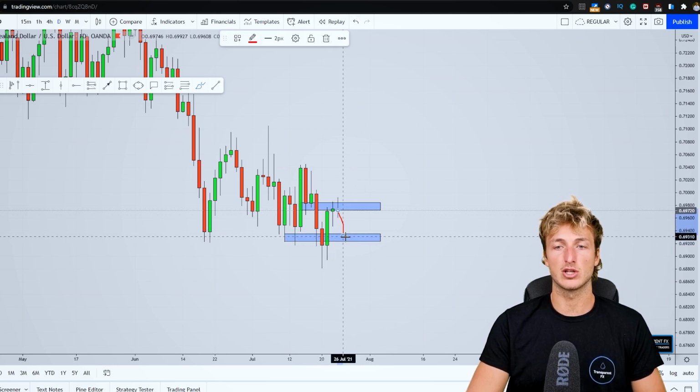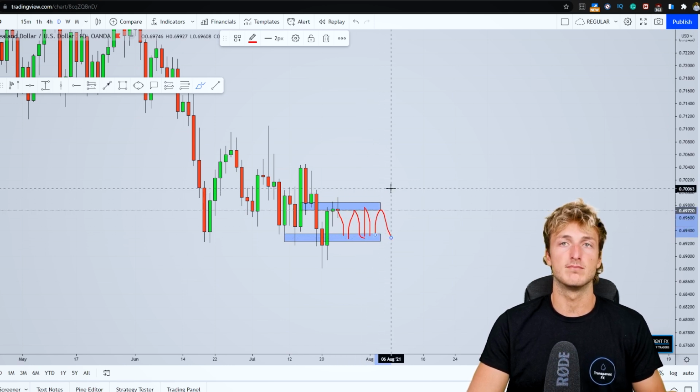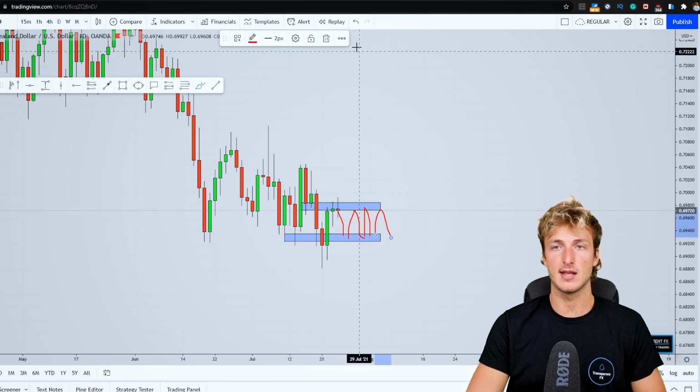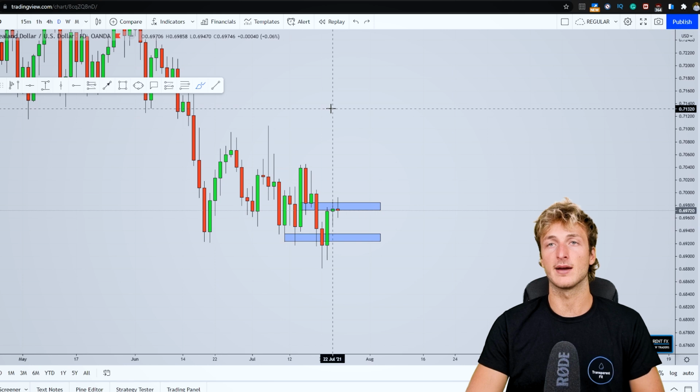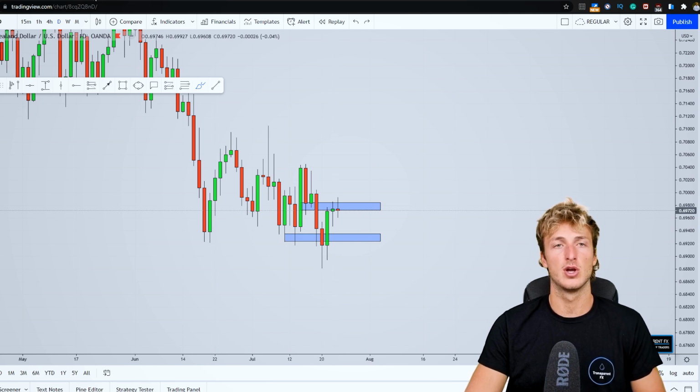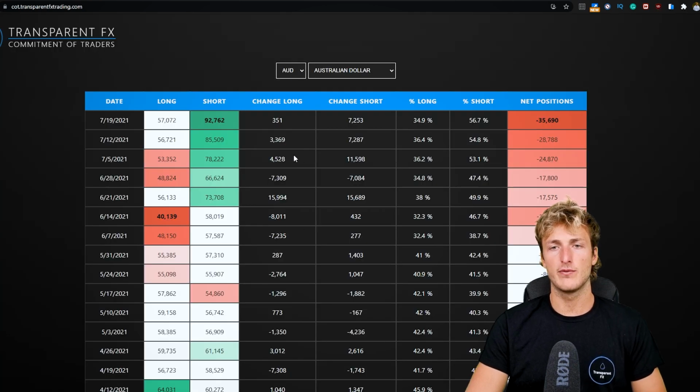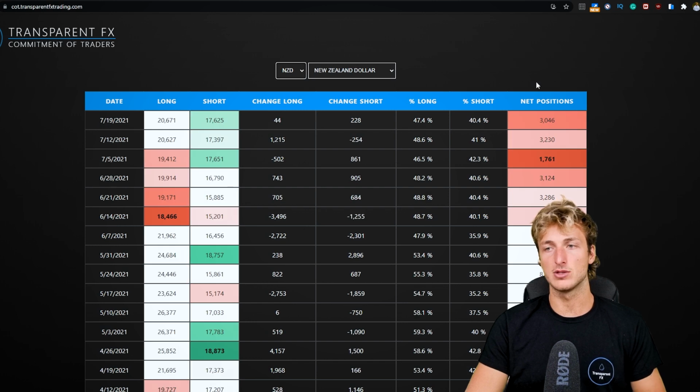So if the market will actually provide a rejection to the downside, it will potentially remain stuck inside of this range. So we have a ranging market here on the daily time frame, which is definitely not good for a potential setup.